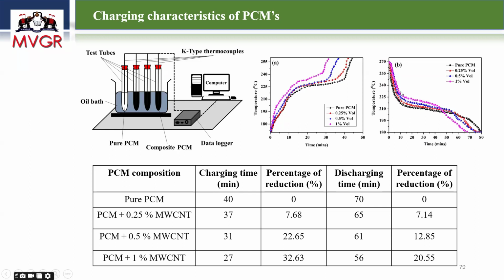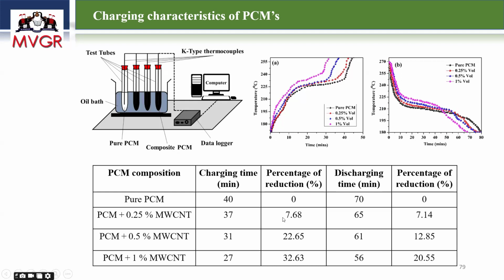And similarly in the discharging, while releasing the heat, suppose to get to 225 degrees Celsius, pure PCM takes a 10 minute period of time. But if you go with the 1% volume fraction, the discharge time is also decreasing. That is what we can see here. So the percentage reduction of charging and discharging time is reducing.